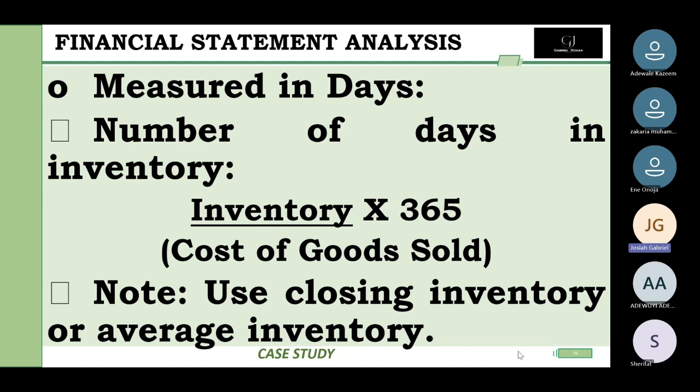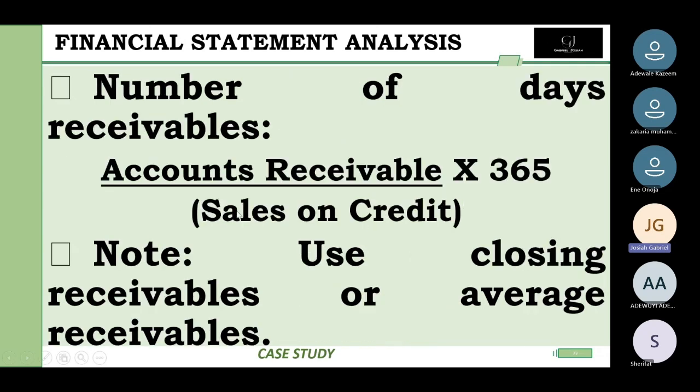So the number of days in inventory is calculated, and under exam condition, you use the closing stock or the average between a particular year. So if you're just given 1 year, you use closing stock as your inventory. And if you're given 2 years, maybe 2020, 2021, 2022, 2023, you divide those 2 years by 2. As we look at examples, we'll see graphically how to calculate them.